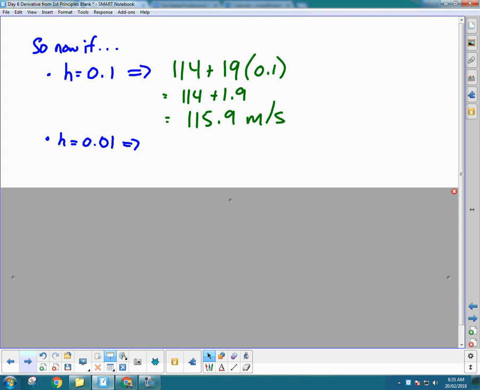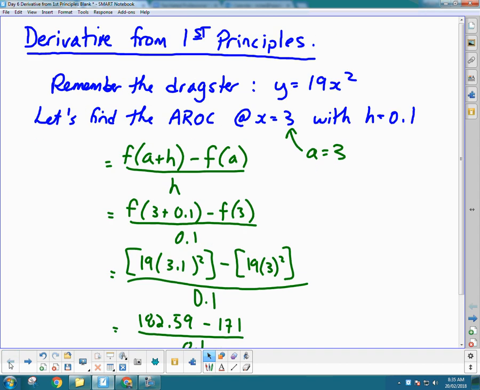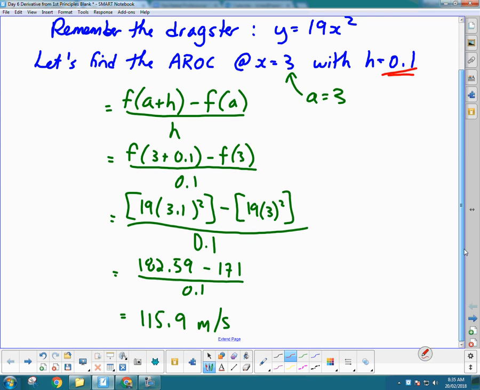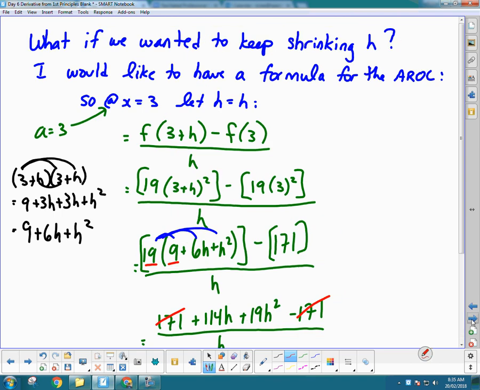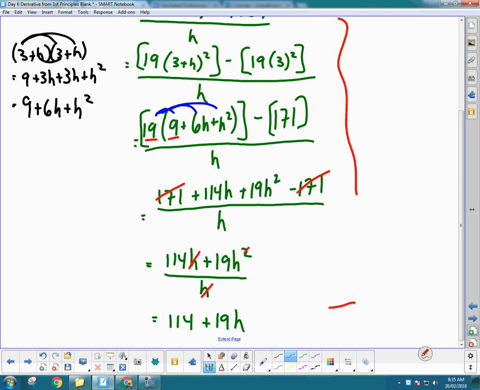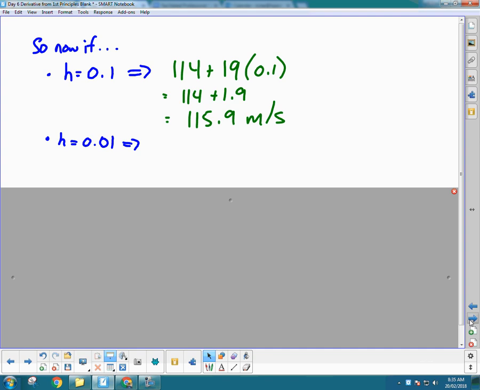Let's check the first slide to see if that is actually what the answer is. So here it was. I had an h value of 0.1. I did all this work and I got down to 115.9. Now, if I wanted to change h to 0.01, I'd have to start right from the start, right? And have to start right here. Redo all this sort of stuff and come up with a new answer. But because I've done this formula, I've got a formula for it. I've done all the work once, and now all I need to do is sub in a new h value. So if I go to this final step, if I have a different h value, no big deal, I've got this formula.